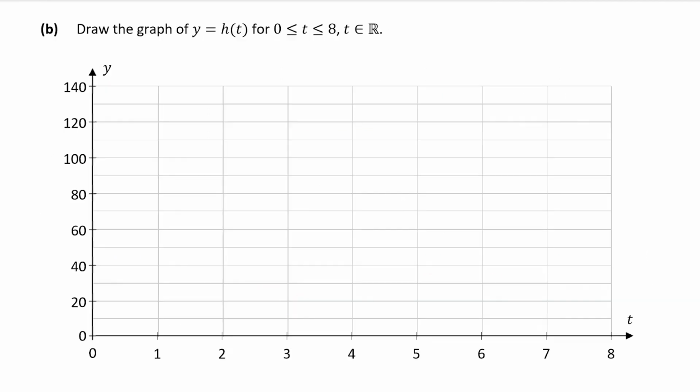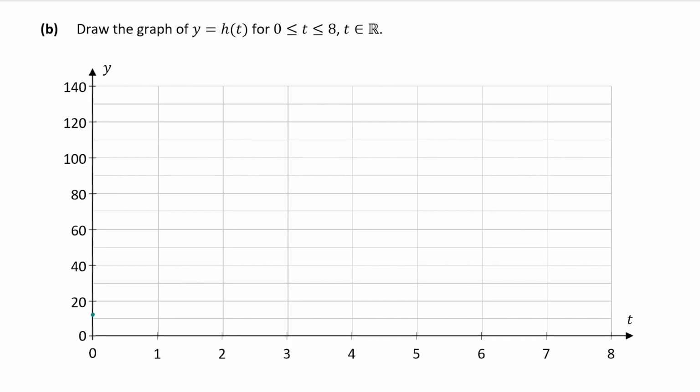Question B here follows on from question A. It asks us to draw the graph of y is equal to h of t from 0 minutes to 8 minutes. So that's basically just drawing the graph of the table that we have just filled out. So let's start when 0 minutes have passed. How many meters above the ground is A? And it was 12 meters.